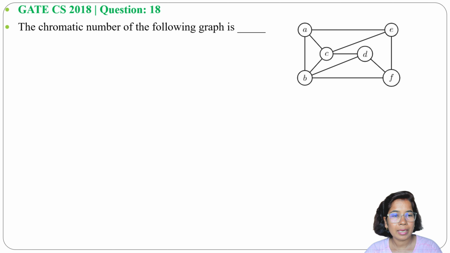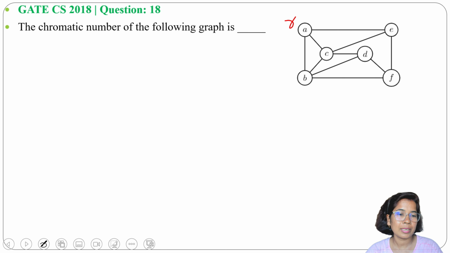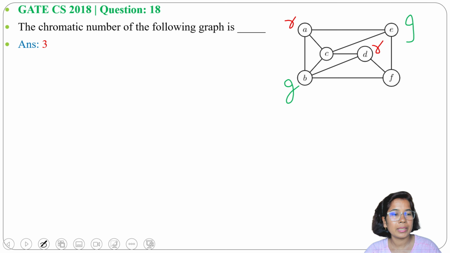Now let me assign A as red color. If A is red, then A's adjacent vertices B, C, E cannot be red. So I can assign red to D, right? Next, suppose B is green, then A, C, D, F cannot be green, but E can be green. So let me assign green to E. Next, suppose C is blue, then C's adjacent vertices A, B, D, E cannot be blue, but F can be blue.